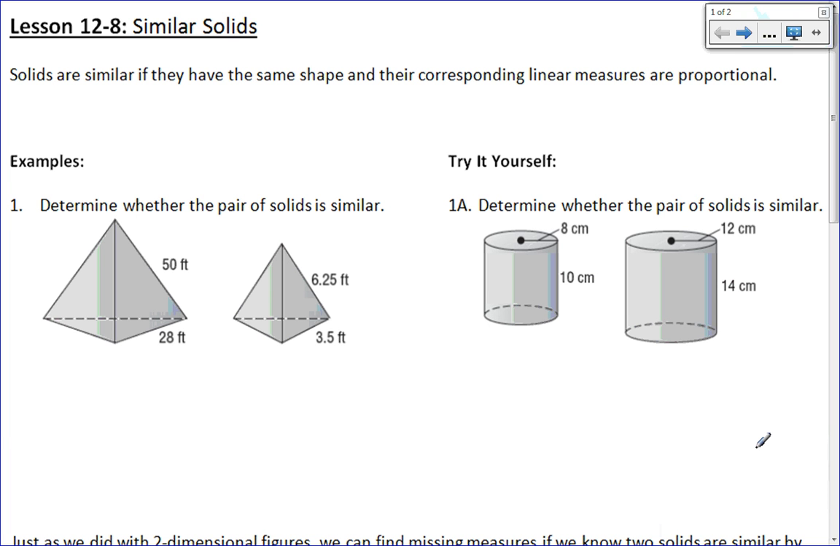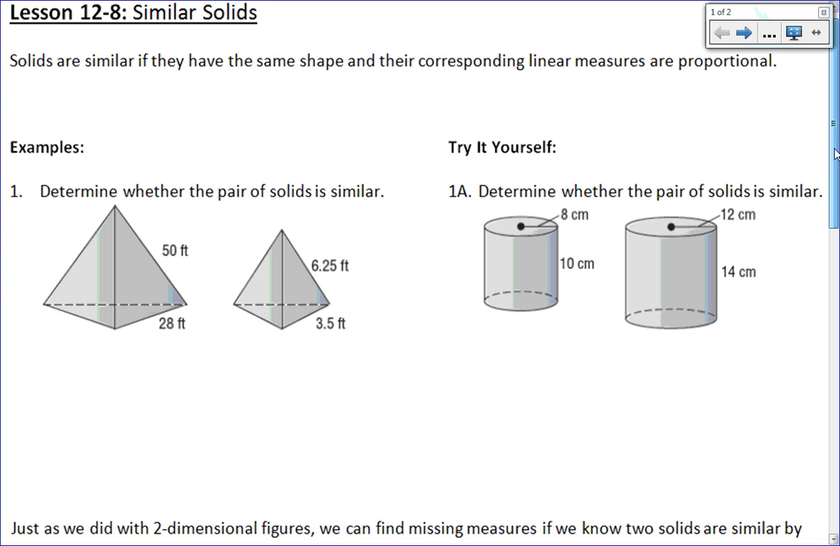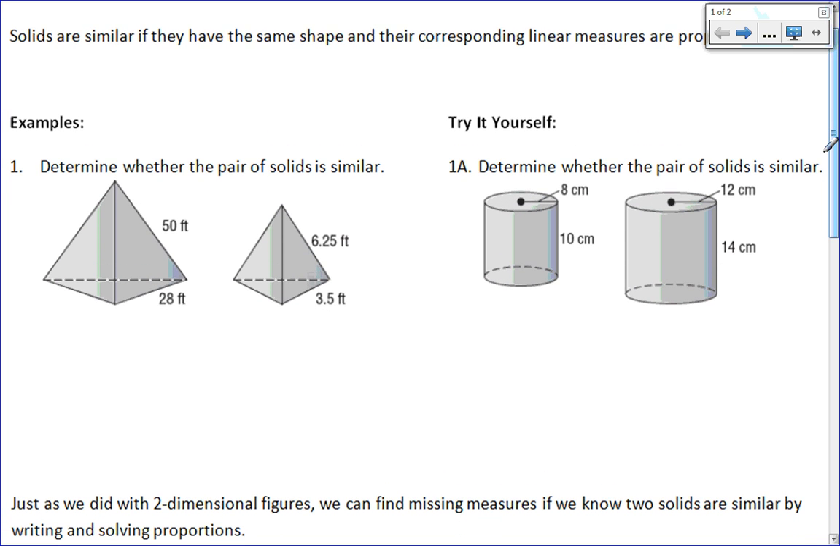This is lesson 12.8, similar solids. Solids are similar if they have the same shape and their corresponding linear measures are proportional. So we've dealt with similar two-dimensional figures, now we're going to deal with similar three-dimensional figures. And most of these are set up very similarly to how we dealt with two-dimensional figures, with the exception of when we get to surface area and volume.